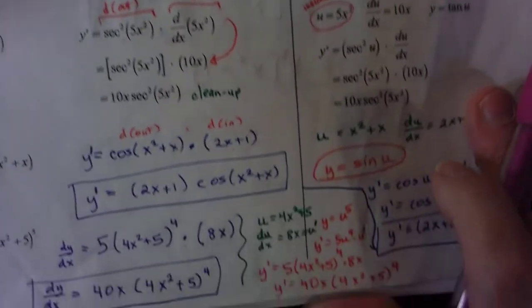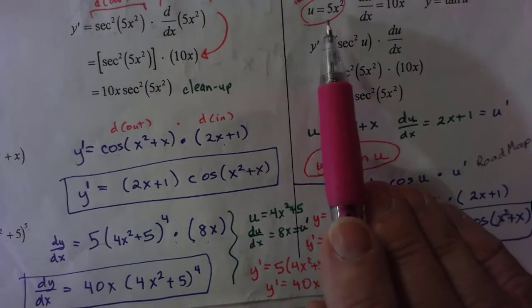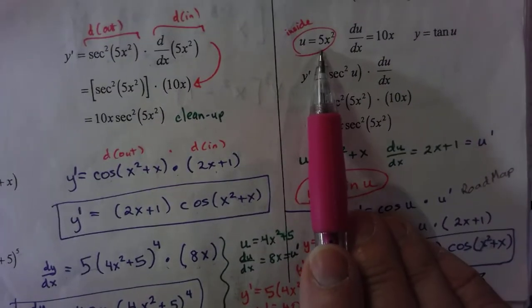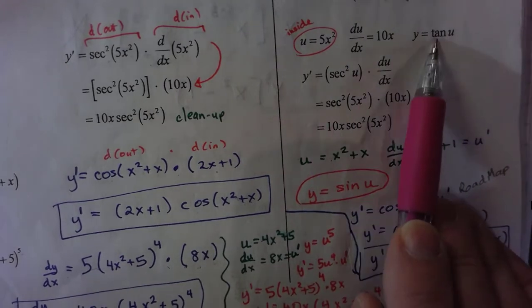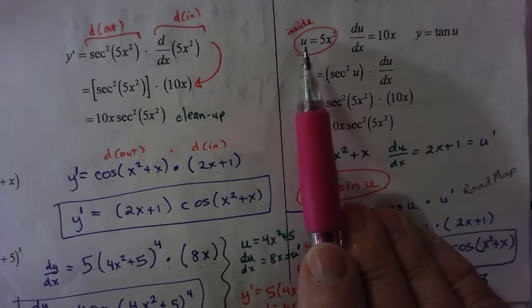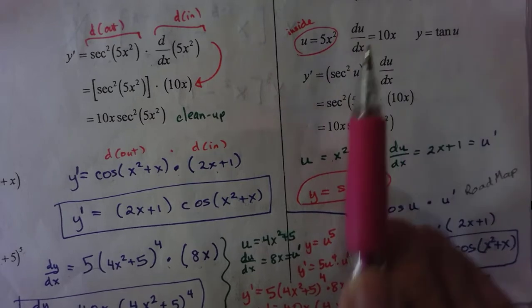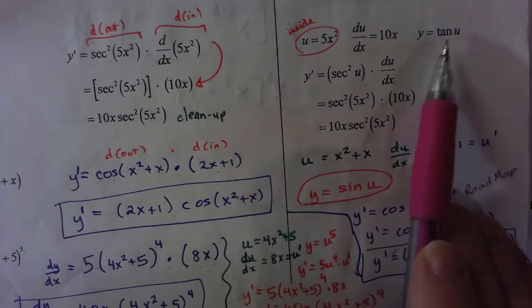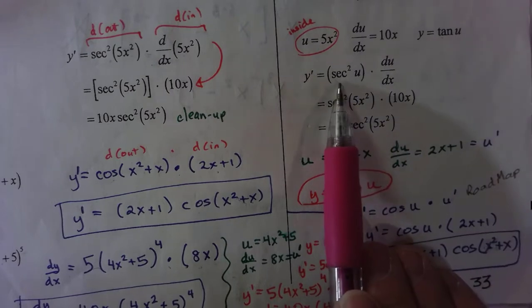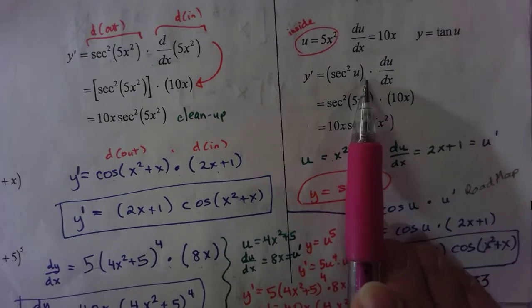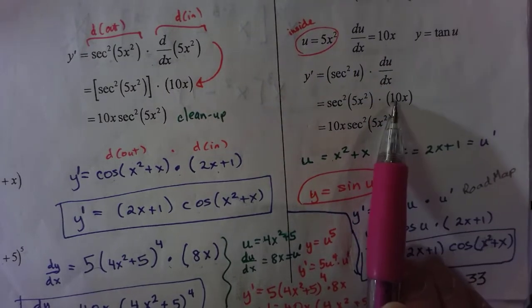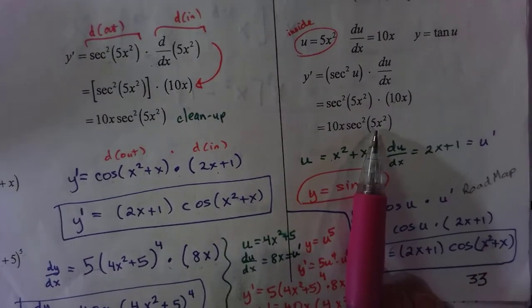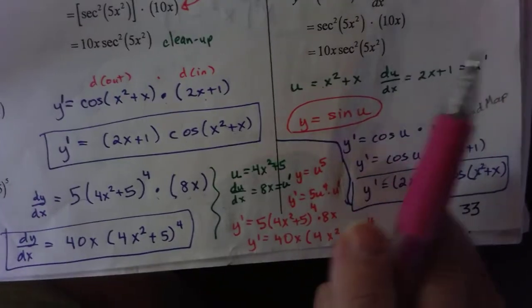All right, let's look at number 2. Again, our inside function for 2 was 5x squared. Our outside function was tangent. So the derivative with respect to x of 5x squared is 10x. So here we go. y is tangent of u. y prime, the derivative of the outside, is secant squared of u times du/dx. There's our 10x, and it simplifies. Now let's look at number 3.